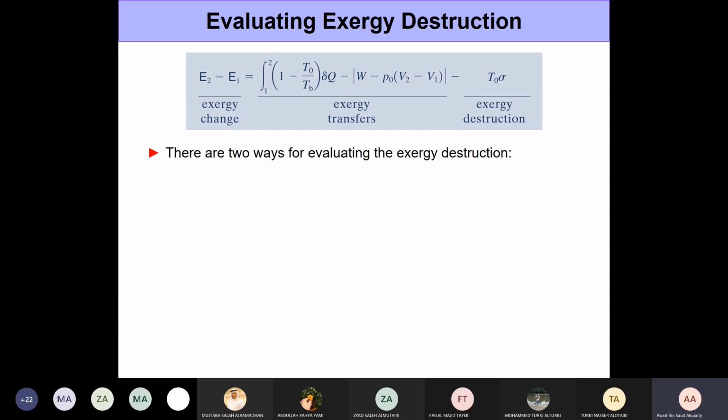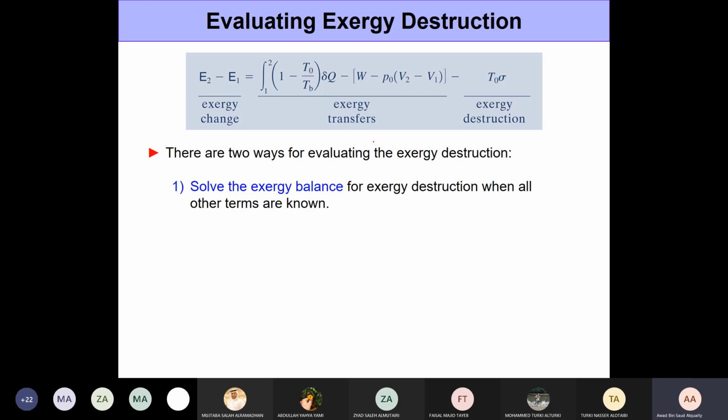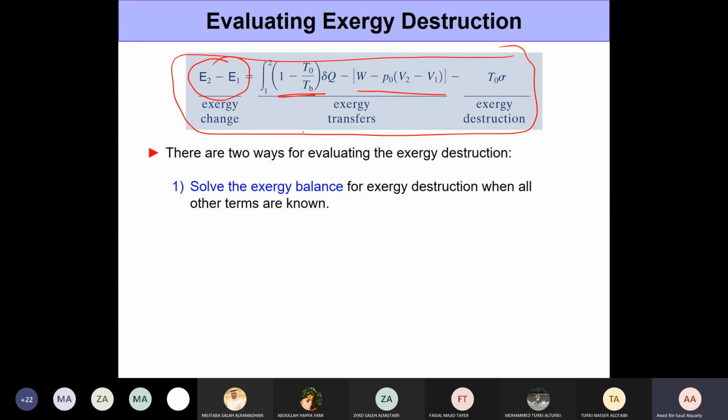So since it's such an important thing, we'll talk about the different ways in which you can evaluate or calculate Exergy destruction. One way is obviously using the Exergy balance equation that we have here. If you know the two states, you can calculate the Exergy change. You can also look at the heat transfer happening between the two states and the Exergy transfer associated with work transfer. And once you have all these terms known, you can easily calculate Exergy destruction by applying the Exergy balance. This is one way of doing it.